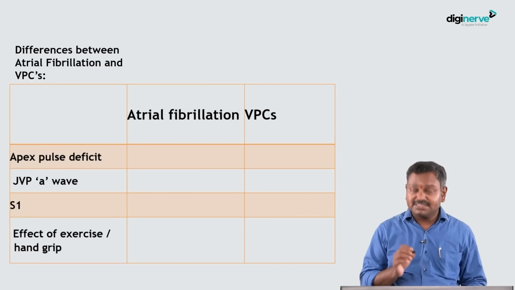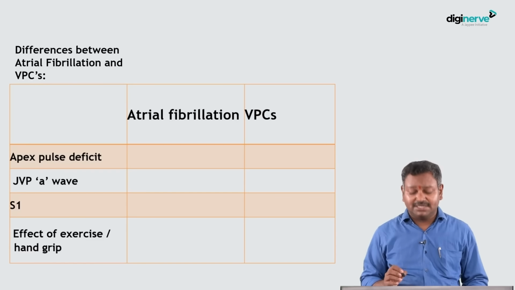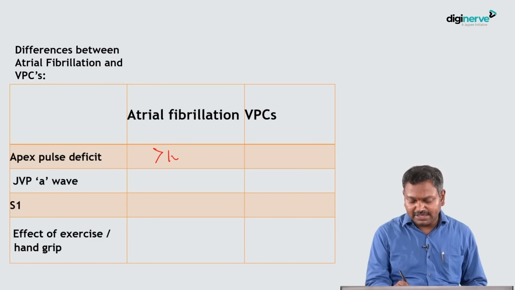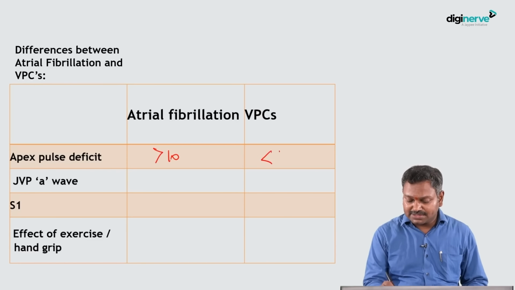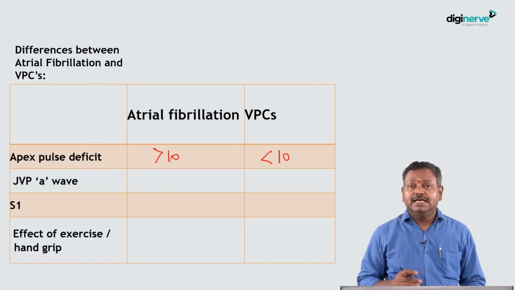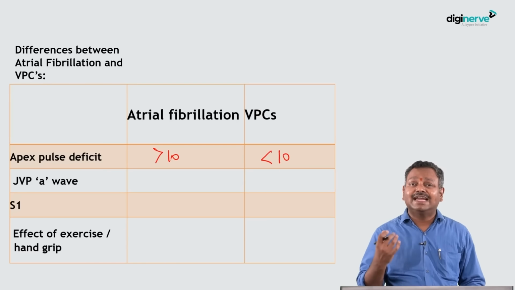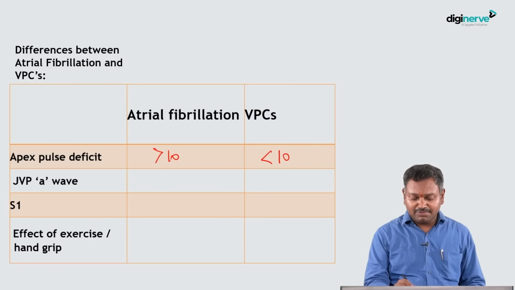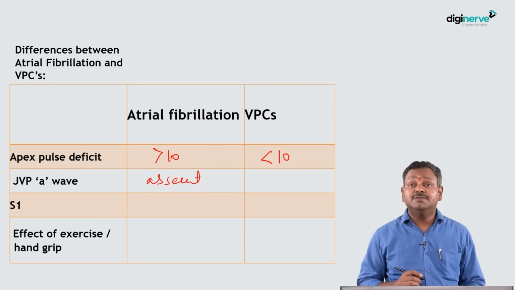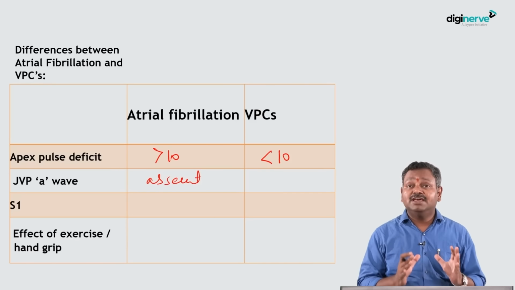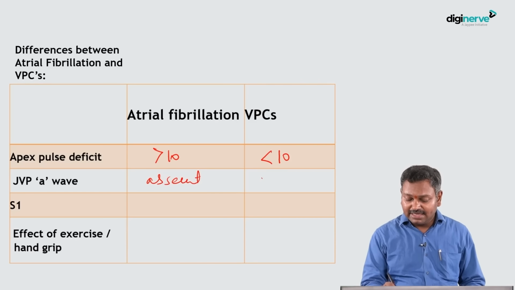So apex pulse deficit, I told you. In atrial fibrillation, the apex pulse deficit is usually more than 10, whereas in ventricular ectopics, it is usually less than 10. A wave in the JVP, if you are able to see, that means the atria are contracting properly. So in atrial fibrillation, the A wave in the JVP is absent, whereas in ventricular ectopics, it is present.